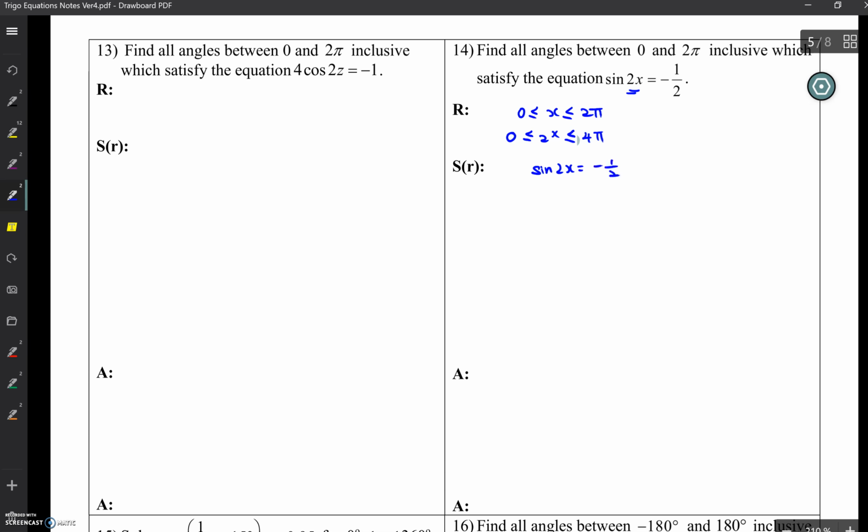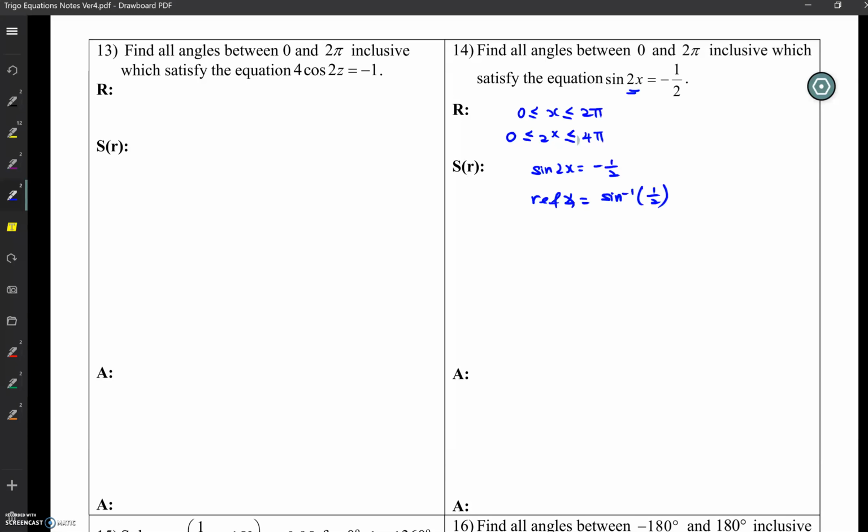Since this is already the form that we want, instead of making sine, cos, or tangent the subject, we just need to find our reference angle directly by doing sine inverse of half. Remember again, we will always take the positive value to get the reference angle. If you have recalled properly, sine inverse half is a very nice value. It's one of the special angles that you have learned.